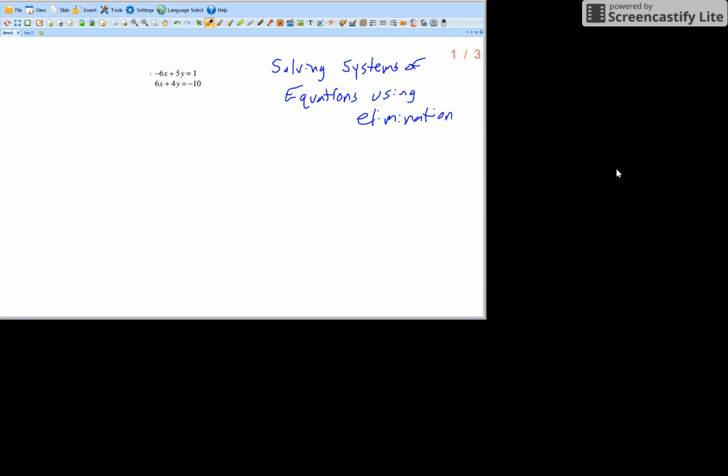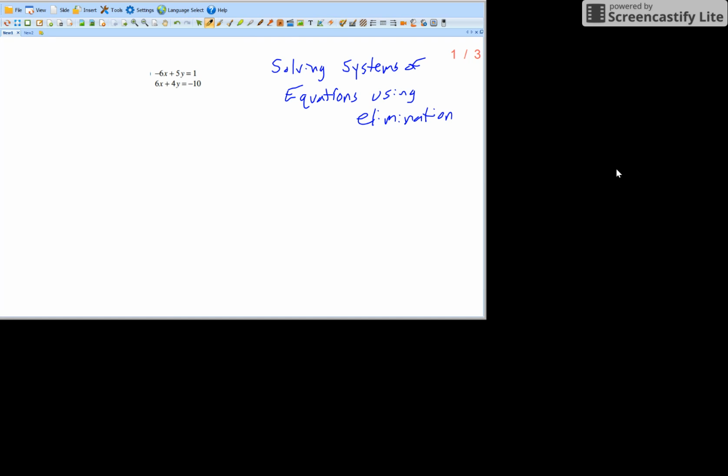Let's look at solving systems of equations using the elimination method. To solve systems of equations, we're working with two different equations. The first thing that we want to do is look for any pair of the variables with coefficients that, when added together, will cancel each other out or equal 0.